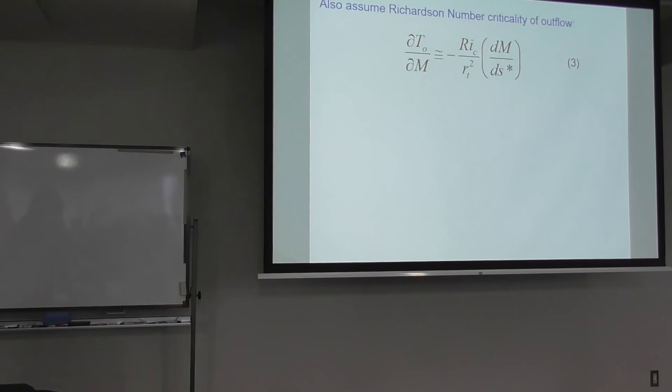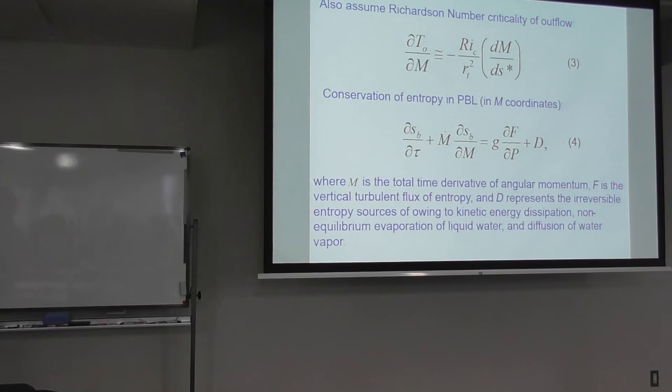Then there's the Richardson number criticality equation that we derived yesterday. It's basically the upper boundary condition. It's for the gradient of outflow temperature with respect to angular momentum. And we have this critical Richardson number. This is really the same as what I've been calling R naught squared. And this is dm by ES star. So that's the same that we derived yesterday. And then we have an equation for the conservation of entropy. Now, this is very important, I'm going to write this equation in a coordinate system in which angular momentum is the independent radial variable.